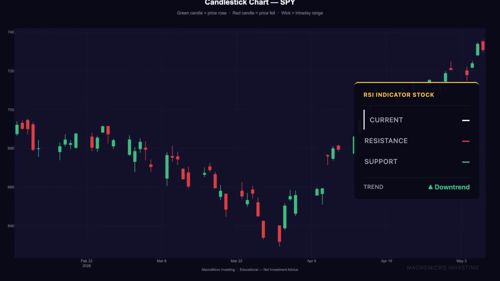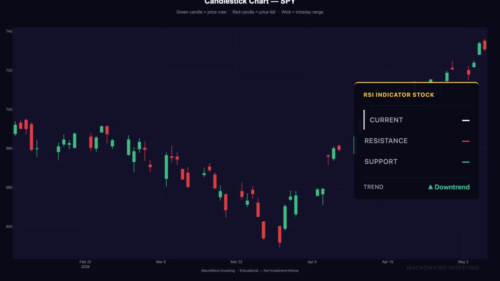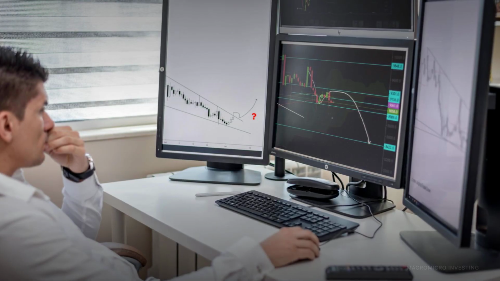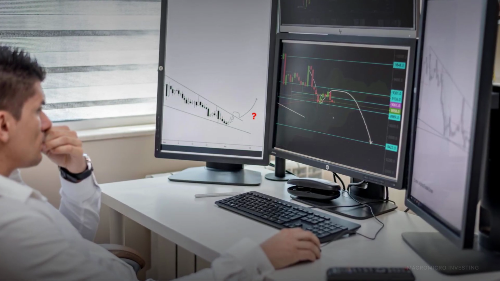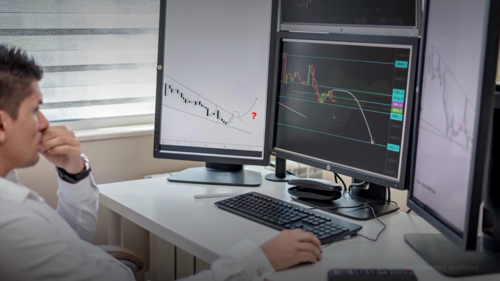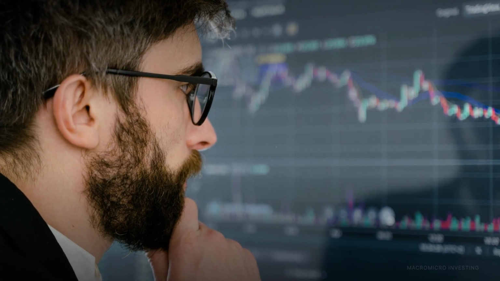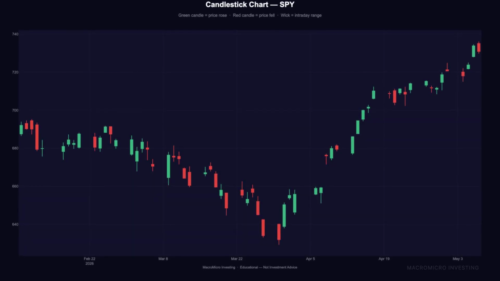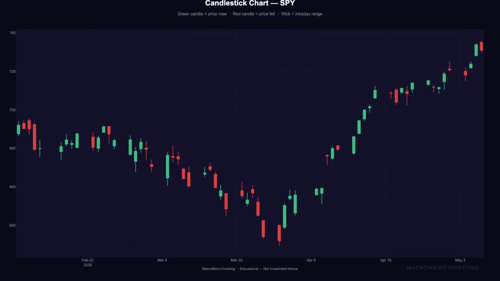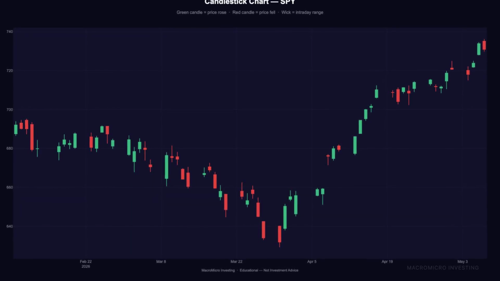The shorter the time frame, the noisier the patterns. A doji on a 5-minute chart is largely meaningless. A doji on a weekly chart near a major resistance level is something traders pay close attention to. For beginners, start with daily charts. They provide enough data without the noise of intraday movement.